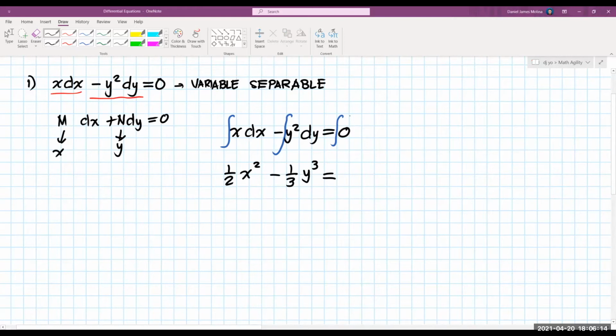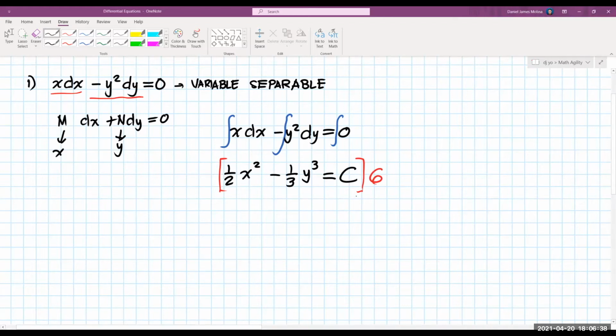So actually the integral of 0 is a constant. Okay, so we'll just have to write it as C, okay, as the arbitrary constant. Okay, so to simplify further, we'll just eliminate the denominators by multiplying the least common denominator, that is actually 6.